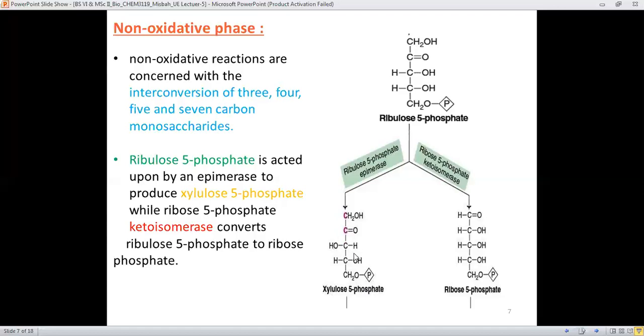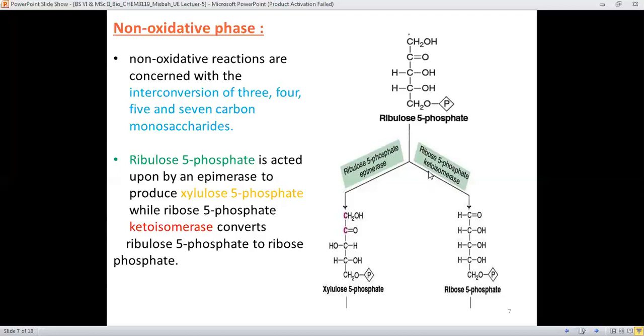At this carbon, the position of H and OH is changed. In ribulose 5-phosphate, OH is present on the right side, but in xylulose 5-phosphate, it is present on the left-hand side of this carbon. Therefore, this enzyme causes epimerization, only a shuffling of these two, hydrogen and OH, while the functionalities, atoms, and bonds stay the same.